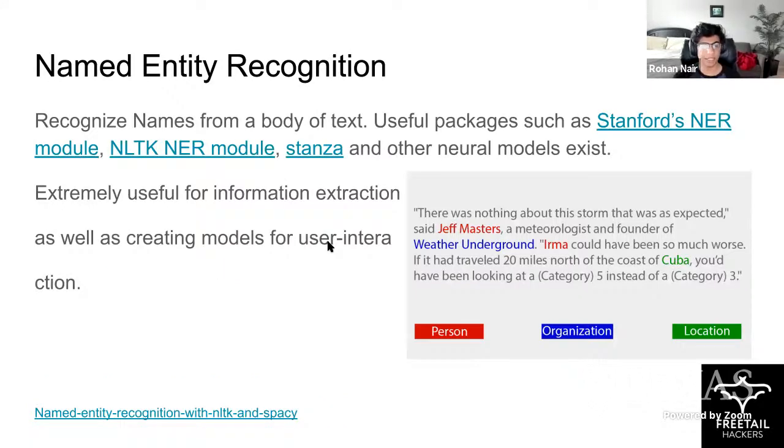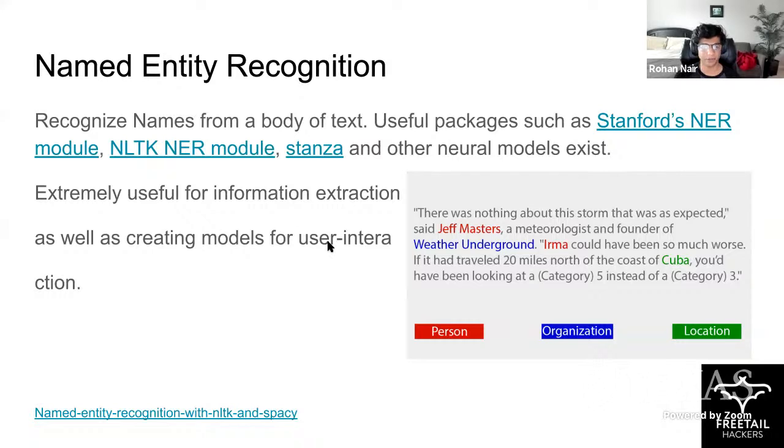There's also named entity recognition, and the idea here is you want to extract names and proper nouns from a body of text, and identify these actors and the relationships between them. There are some useful packages, such as Stanford's NER module, which I think is all in Java. There's the NLTK NER module, which is all in Python. And then Stanford also has a new one called Stanza, which is also really great.